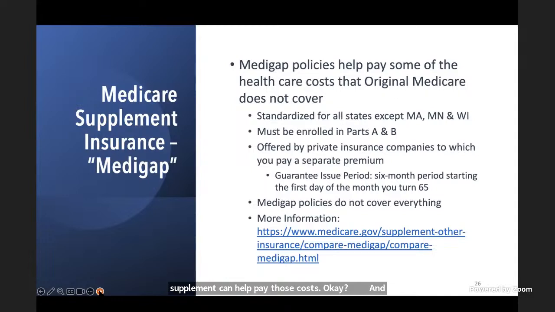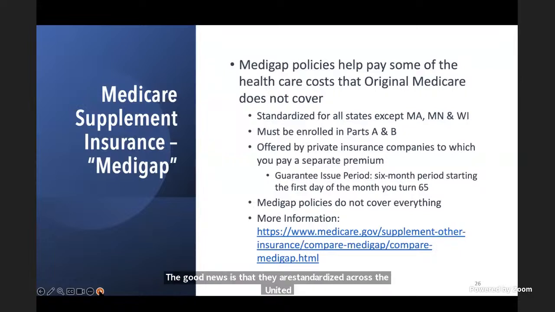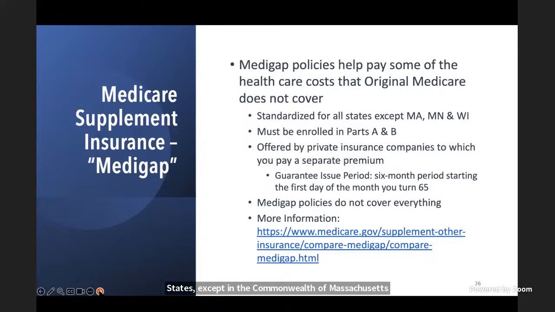The good news is that they are standardized across the United States, except in the Commonwealth of Massachusetts and the states of Minnesota and Wisconsin. So if you live anywhere else, all these plans are going to be the same. And Massachusetts, Minnesota, and Wisconsin have their own version of being able to choose your Medicare supplement. In order to qualify for a supplement, you must be enrolled in Part A and B.